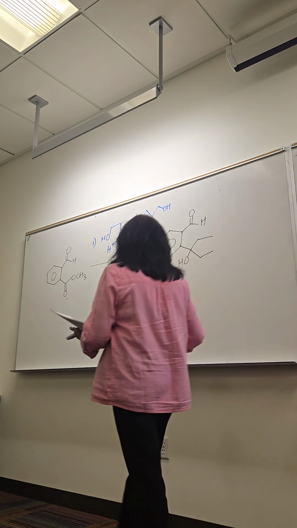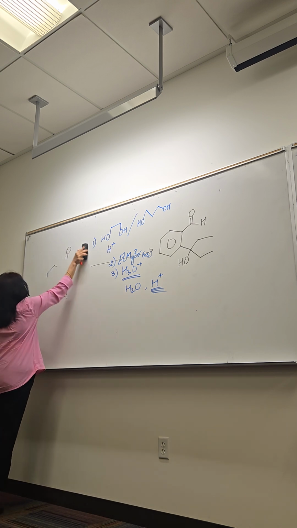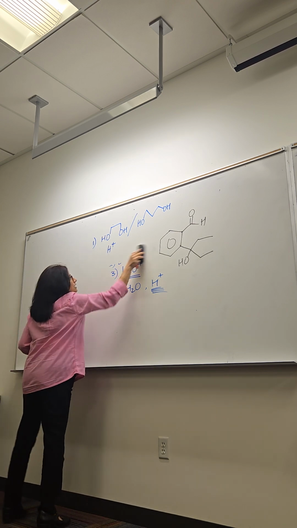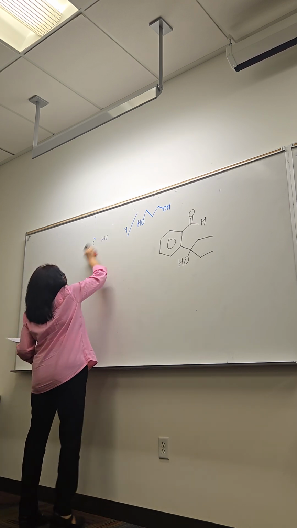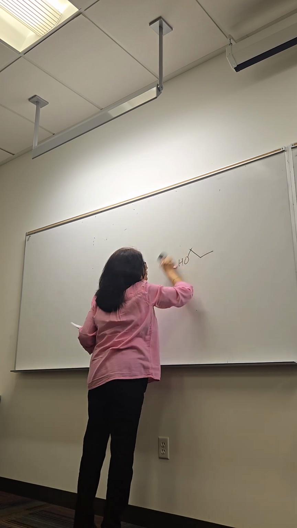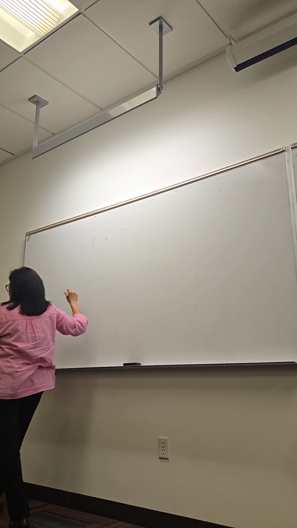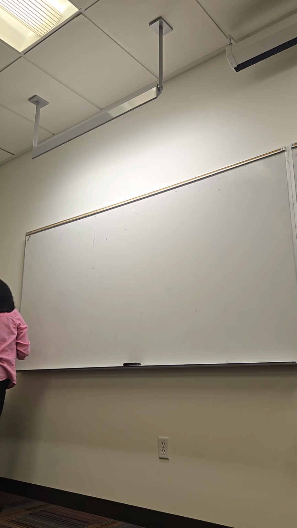Can someone tell me what reaction number we were at the last one? That was reaction number 3. Okay, so let's get to 4 then. Reaction of aldehydes and ketones is what we are discussing right now.